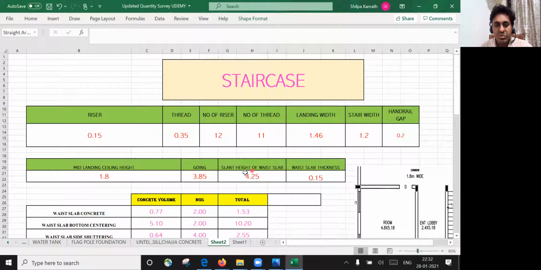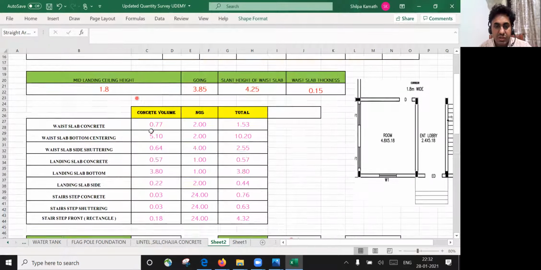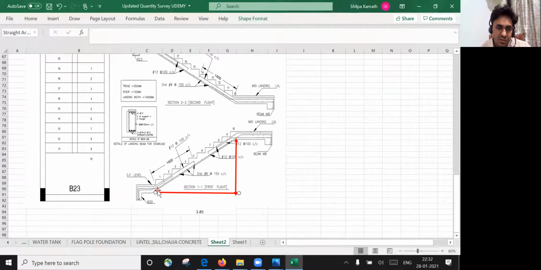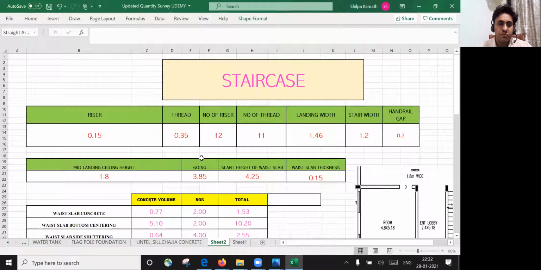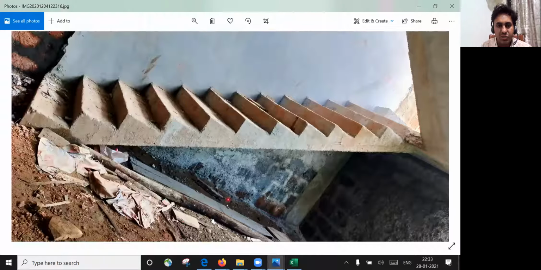Other than that, coming to the slant height of the waist slab. If you find the mid landing height and the going, you can easily find this hypotenuse. How do you do that? You put in the hypotenuse formula, the Pythagoras theorem: square root of 1.8 square plus 3.85 square. It's going to give me 4.25. So that's the slant height I have. We'll see that through a practical example. This height is what I'm trying to find now.